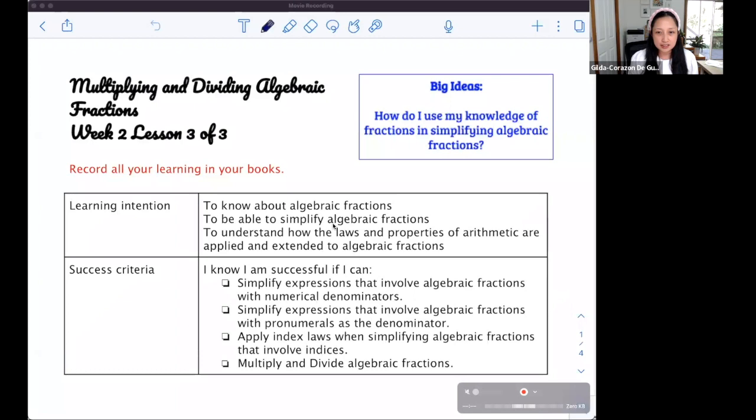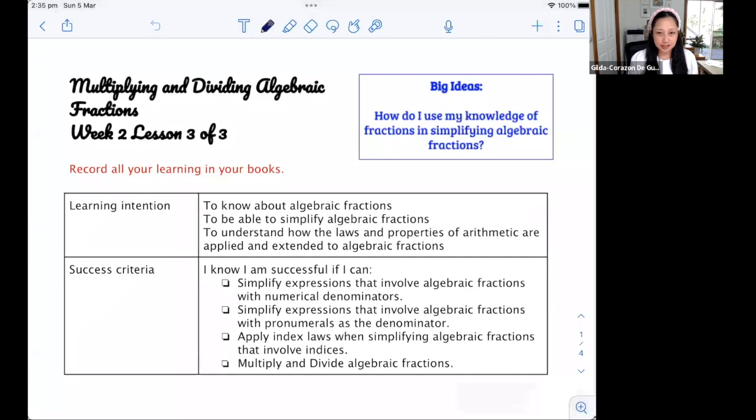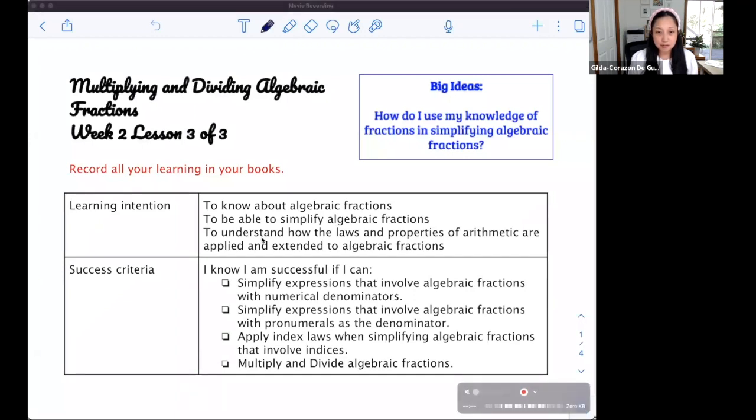So these are our learning intention. We want to learn about algebraic fractions. Essentially, with all these operations, what we want to do with them is to simplify algebraic fractions. And therefore, we want to understand how the laws and properties of arithmetic are applied and extended to algebraic fractions.